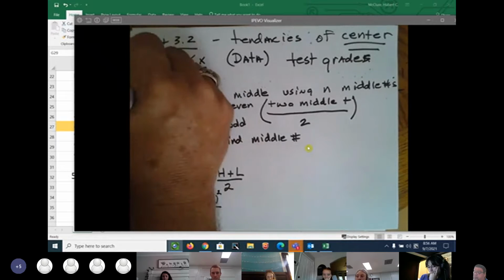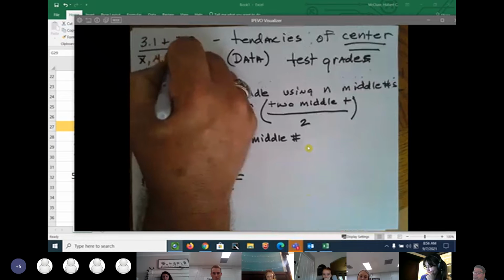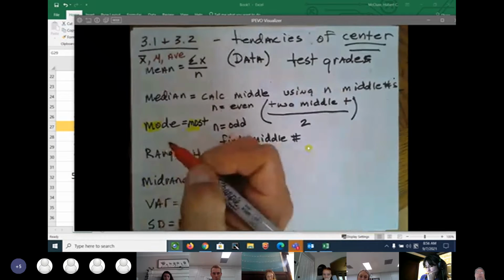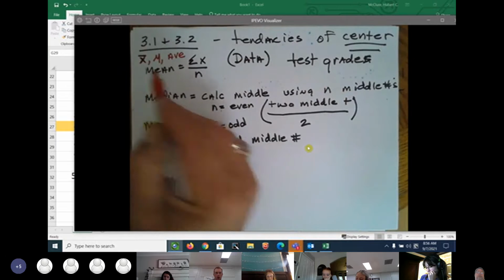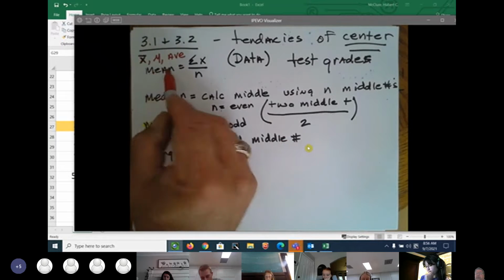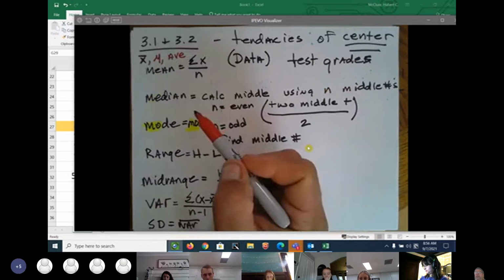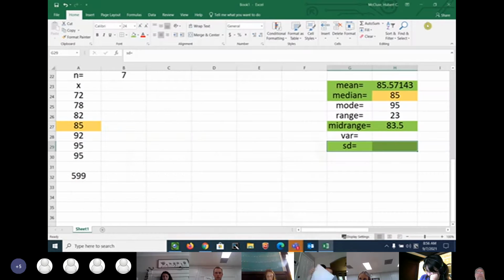X bar, mu, average. Those are all different representatives of the mean. X bar, mu, average, mean. Everybody got that? So now what are we going to do right here? We're going to subtract the mean from each one of the what? Each one of the test scores. So let's go do that.